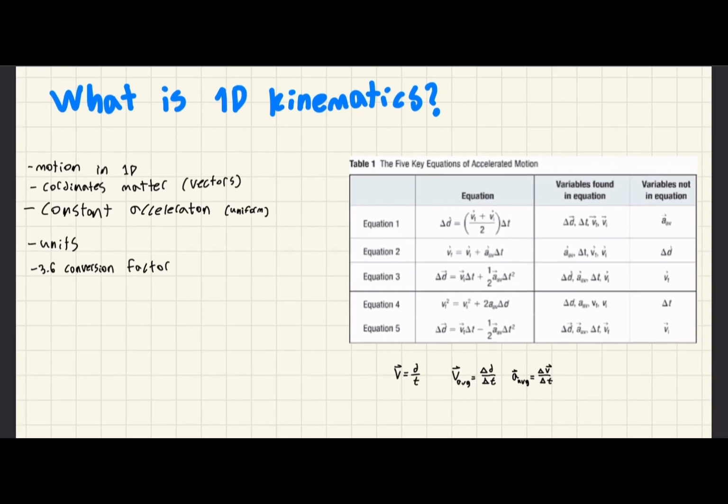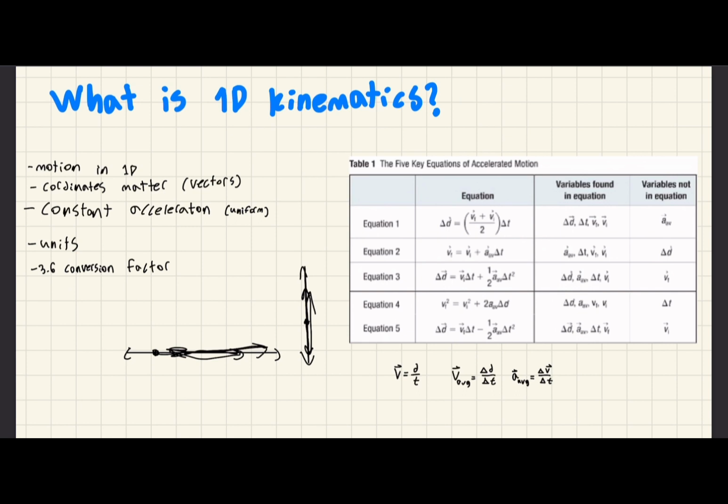What is 1D kinematics? Before we start, let's go over some key notes that are important to understand when dealing with kinematics. The first one is that 1D kinematics describes motion in one dimension. So what that means is if we have some plane like this, we can describe the motion of a point moving forwards, backwards, forwards, backwards again, same as if the plane was vertical. We could describe its motion going up, down, any motion in this plane.